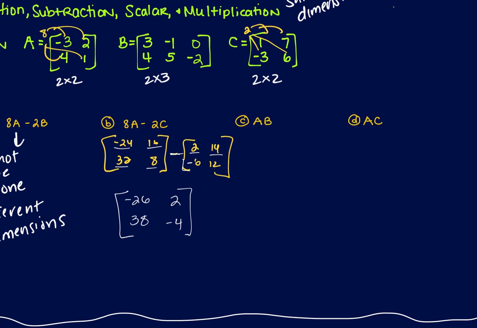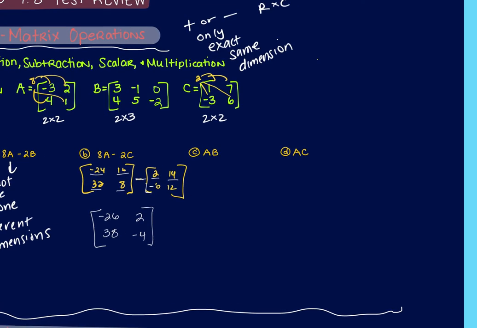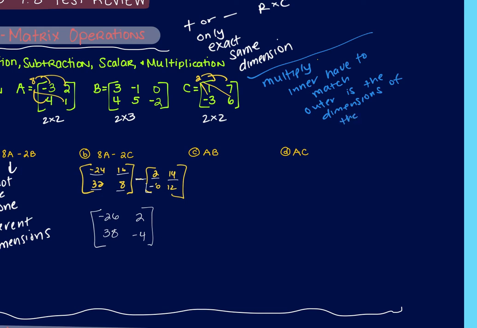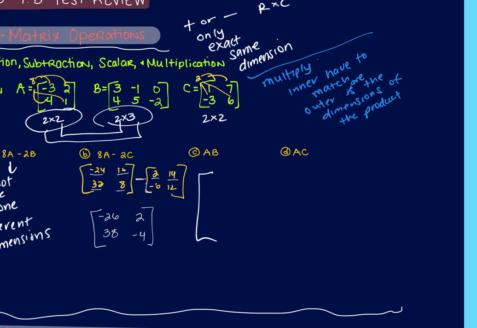And then C is A times B. So the rule when you multiply is the inner 2 have to match. And then the outer 2 are the dimensions of the product. So if I look at C, A, and B, I'm looking at A and B. The inner 2 match, which means it can be done. The outer 2 is my solution. So it's a 2 by 3.